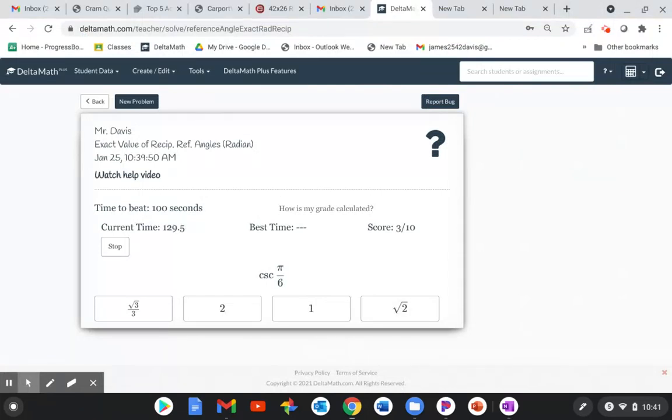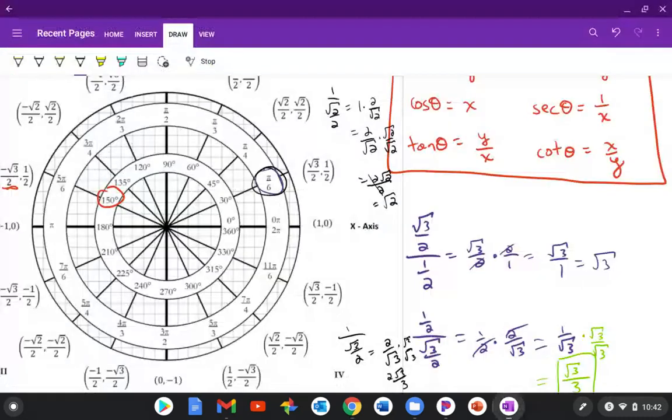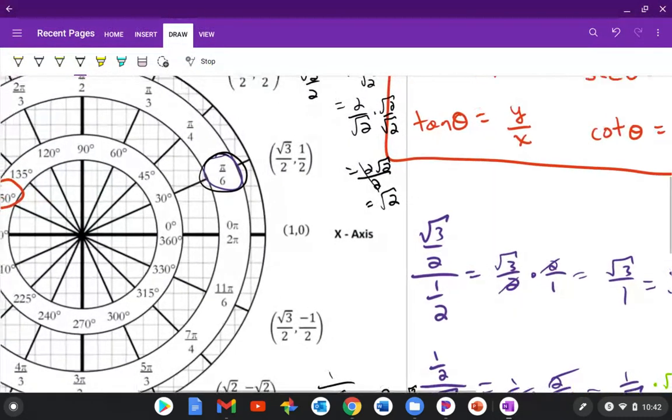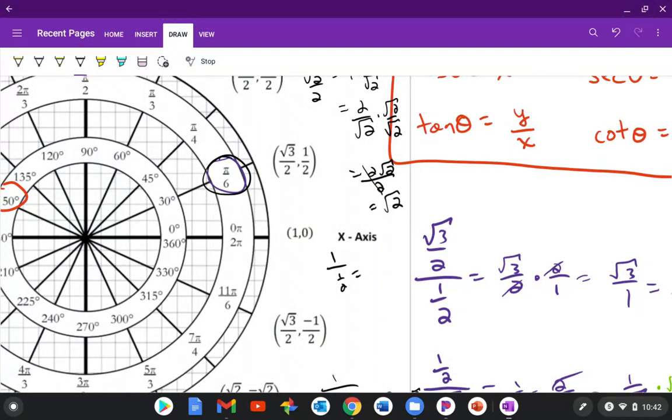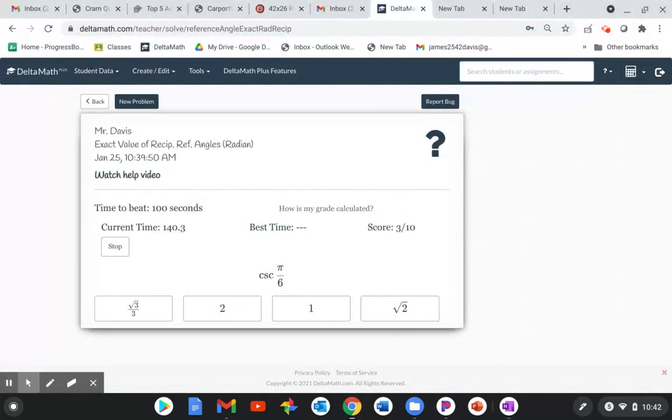Cosecant of pi over 6. Cosecant is 1 over the sine, so that's 1 over y. Pi over 6, so 1 over the y would just be 1 over a half. That would end up just being 2. So again, once you get the hang of it, you'll start to cruise on.